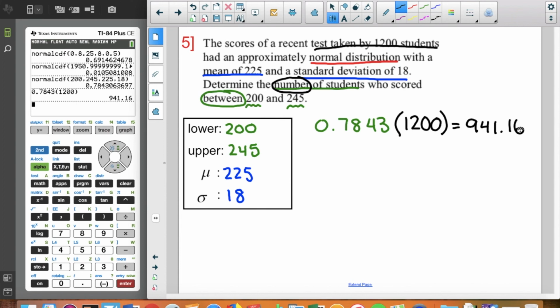Wrong. You cannot have 0.16 of a person. So when you're dealing with real life scenarios like people, you can't really round up. You can't just automatically come up with a fraction of a person. So you usually round down. So this will be 941 students.